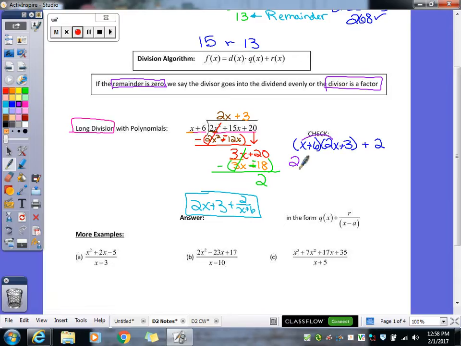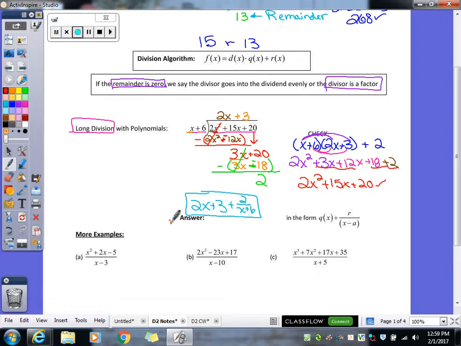So let's just multiply this out. X times 2x will give us our 2x squared. X times 3 gives us our 3x. And then 6 times 2x gives us 12x. 6 times 3 gives us an 18. And then we still have our plus 2 from our remainder. So when we combine all of our like terms, like our x's and then our numbers, we would have 2x squared plus 15x plus 20, which is what our dividend was, so we did it correctly.